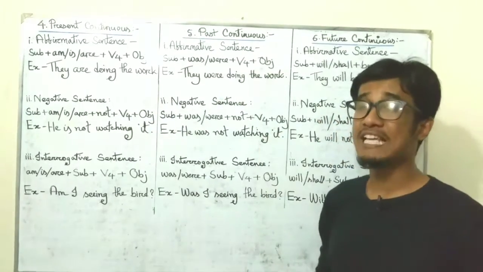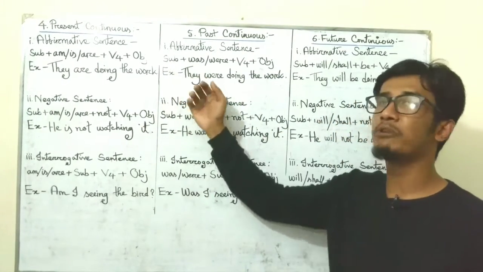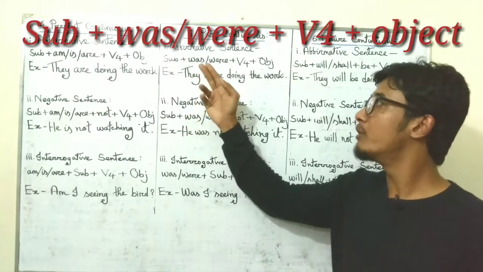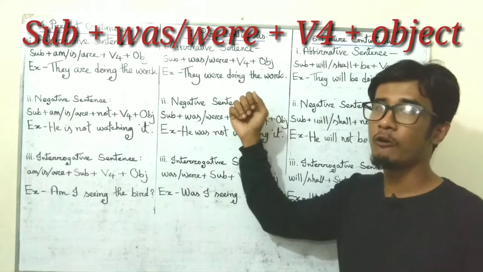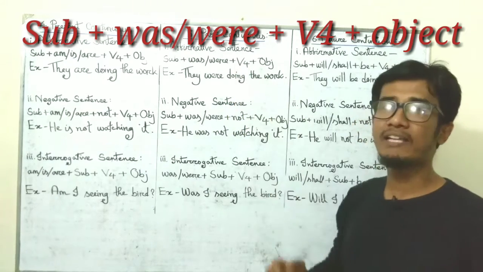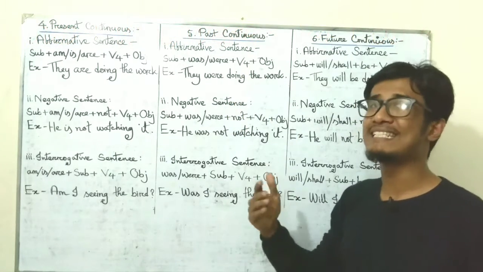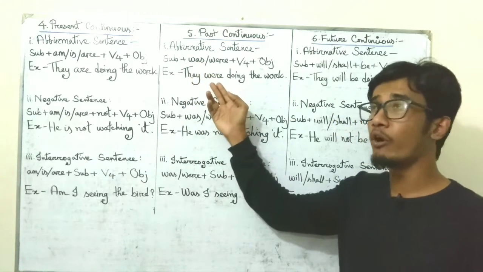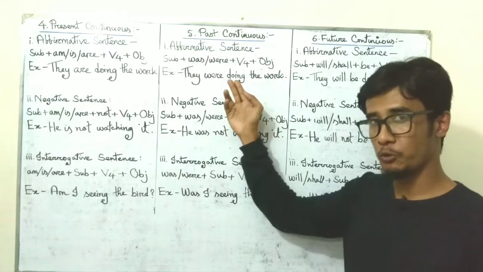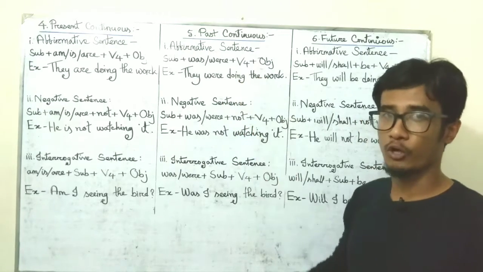In past continuous affirmative sentence, we begin with a subject, then auxiliary verb was or were, plus similarly V4, verb plus ing, and finally an object. So let's see the example. Subject they, auxiliary verb were, verb plus ing, doing, and object the work.